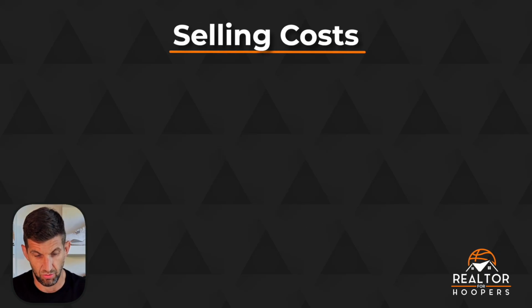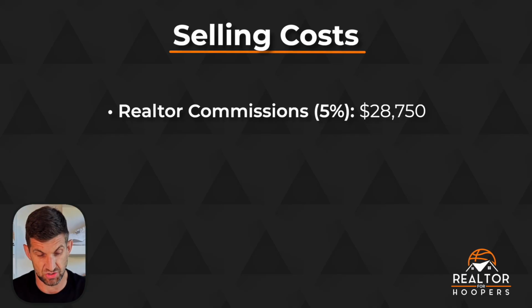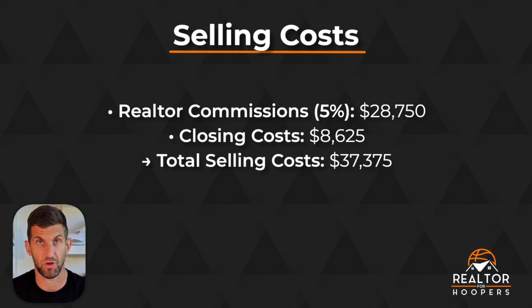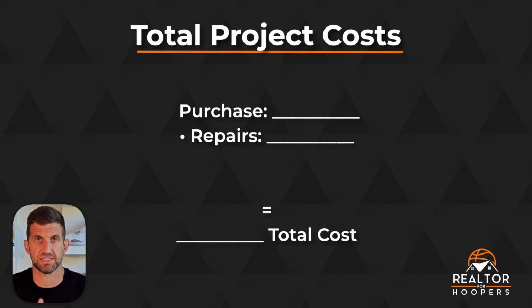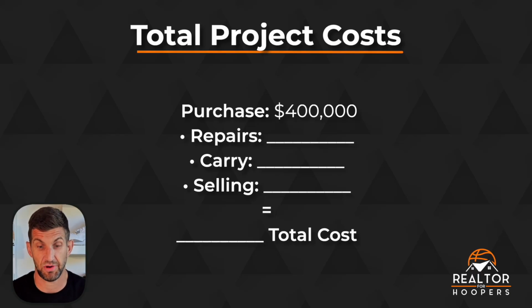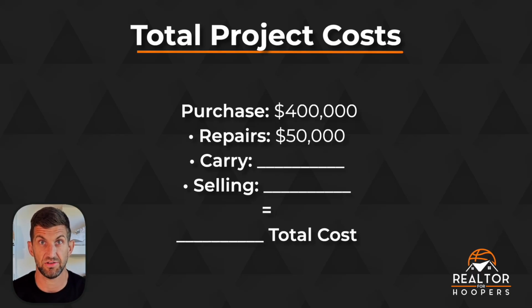Selling costs. So realtor fees, we're going to pay 2.5% to the listing, 2.5% to the buyer's agent. So that's going to be 5% total, which is $28,750. And the closing costs are $8,625.